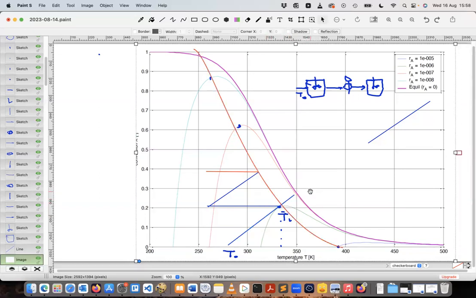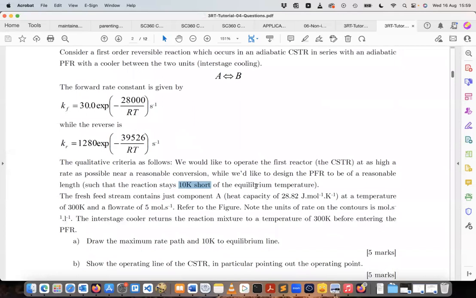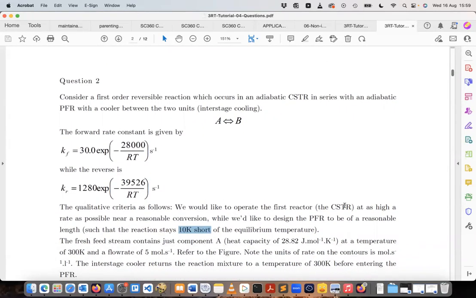And based on what the question says, if it says your separation costs are extremely high, then you know that means we need to get high conversions, and so use the 10 K line. If it says get nice small reactors, then that means get high rate reactors and use this criterion instead. So use that now to answer this question, right? In this question, we are told to design the CSTR and the PFR, and to accomplish some overall conversion. Let's see, we want to operate the first reactor at a high rate, and we'd like to operate the following PFR at a reasonable length, which means it's not too close to equilibrium.